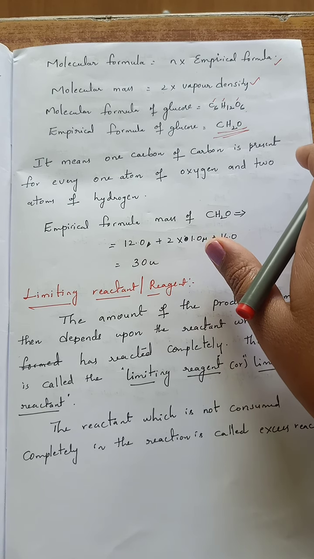So 1 carbon atom is present for every 1 oxygen atom and for 2 hydrogen atoms. Okay, now empirical formula mass. This is about empirical formula, that's it. This is empirical formula mass.